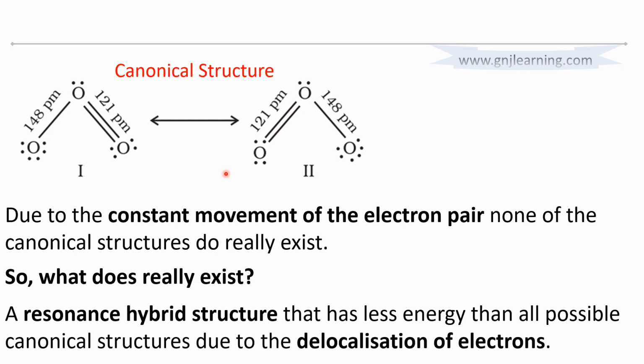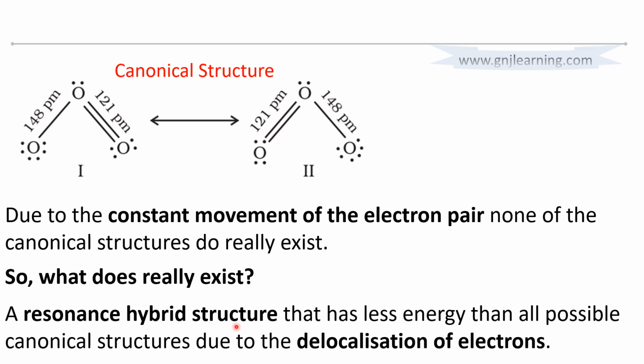That's the reason why resonance hybrid structure has lower energy than the canonical structure, because in resonance hybrid structure electrons are constantly moving, and for that movement electron requires energy, so it is giving out energy. By giving out energy, the resonance hybrid structure's energy goes down. So its energy is lower than that of canonical structure. So it's an important point: the resonance hybrid structure.